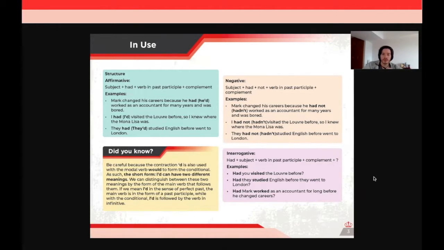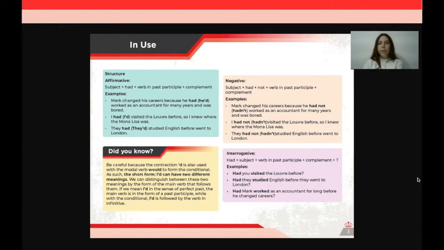And the third one would be they had not or hadn't studied English before went to London. Okay, excellent, very good. So as you can see, these examples are the same that I gave before, but here are written in negative, okay? Had not or hadn't. What about for interrogative, Maria?